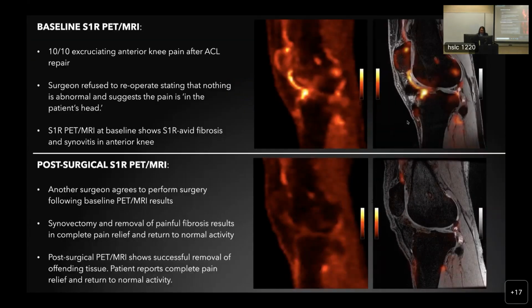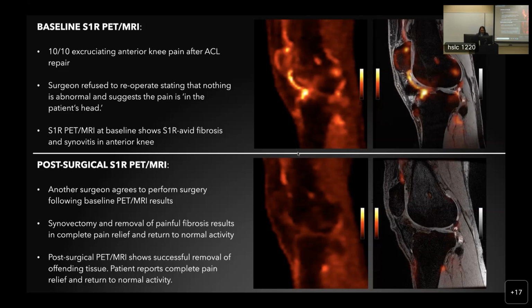So what we're seeing here is pre-surgery, so this is after ACL surgery and lots of pain. He had 10 out of 10 excruciating pain. He couldn't do any of the athletic stuff he used to do. He finally went back to his initial surgeon who did the ACL repair, who interestingly said, the MRs just show normal post-surgical change. I have nothing else to offer you. He was actually quite annoyed with the patient and refused to treat him any further.